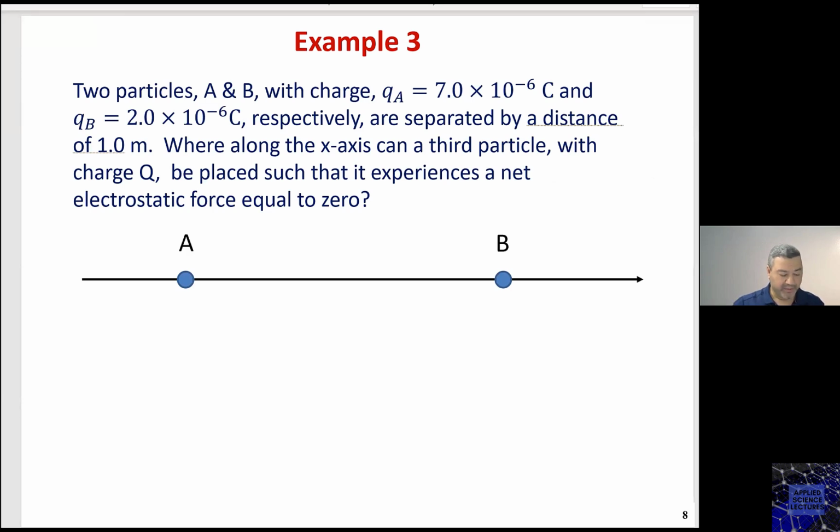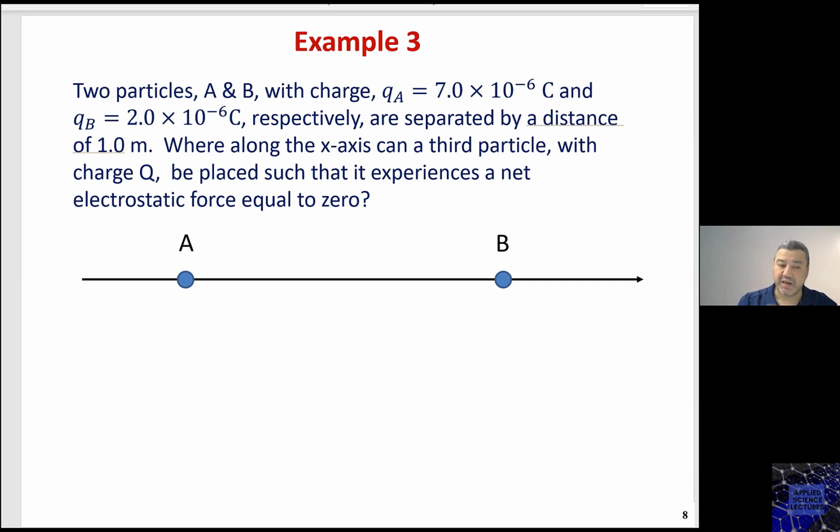Here in this example, we have two particles A and B with a charge QA 7 × 10⁻⁶ Coulomb and QB with also a positive charge 2 times 10 to the power minus 6 Coulomb respectively, and are separated by a distance of 1 meter. Where along the x-axis can a third particle with a charge Q be placed such that it experiences a net electrostatic force equal to 0?